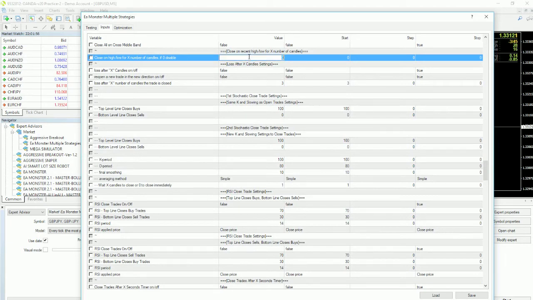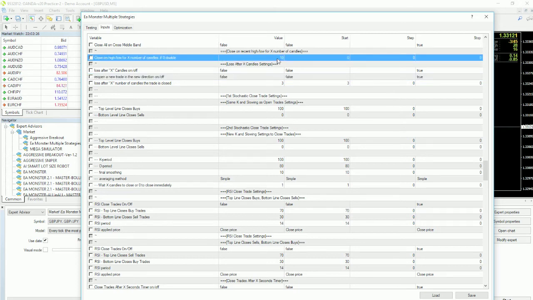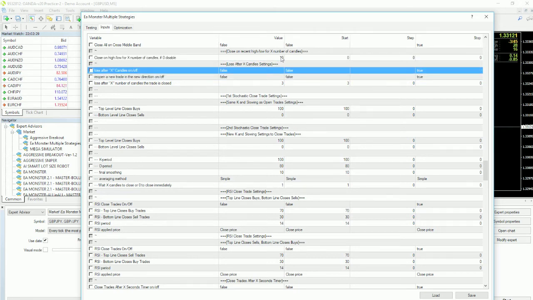Okay. Close on recent high and low for number of candles. If you have this set to 10, for example, and you have a buy order open, it's going to close on the lowest of the last 10 candles. This is another kind of dynamic way to close your trades, because it'll continually move up in an uptrend or down in a downtrend. It's kind of like trailing, but not quite. Hopefully you understand that one.